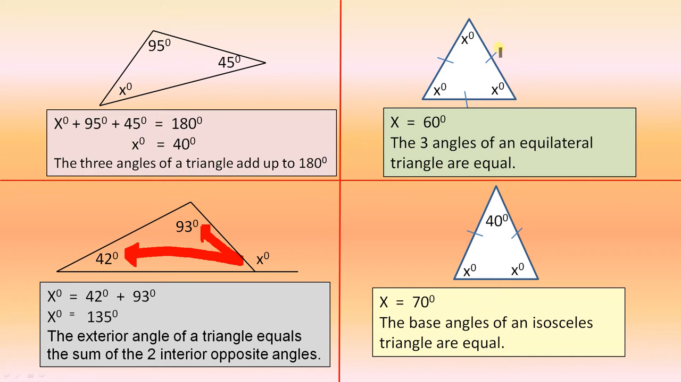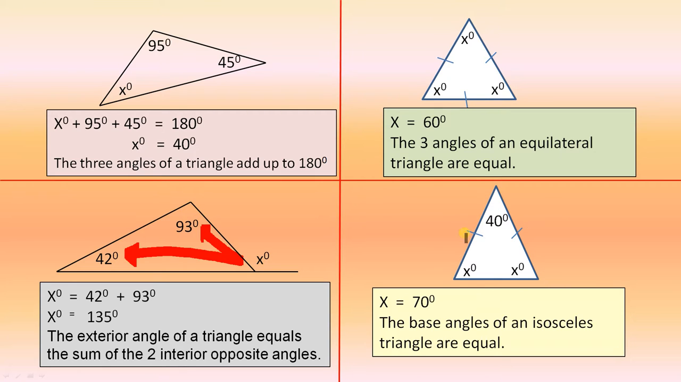The equilateral triangle, which has the three equal sides, that means each of these angles must be equal. So because we have 180 degrees for a triangle, 180 divided by 3 gives you 60 degrees. So each angle is 60 degrees.